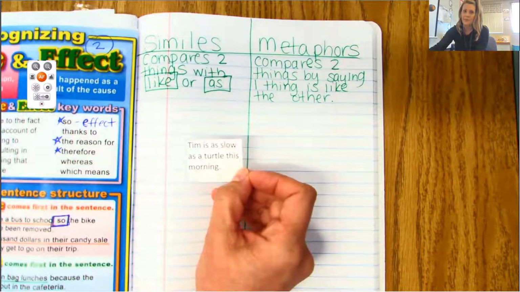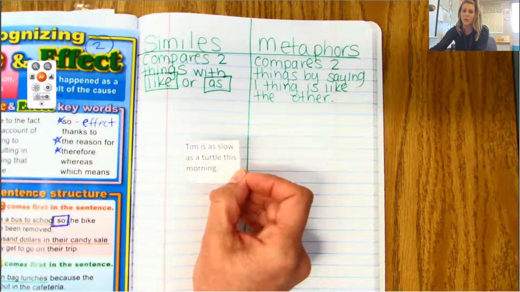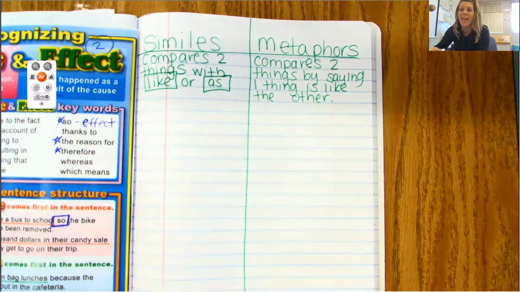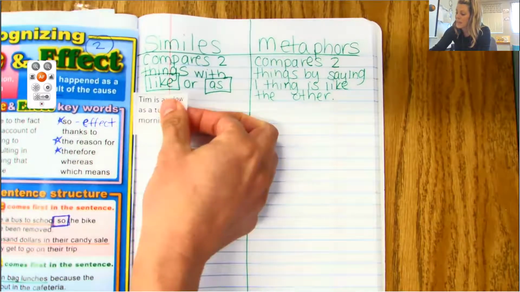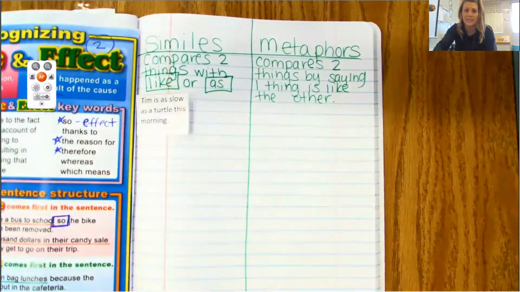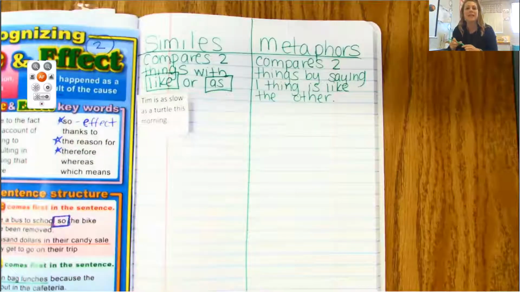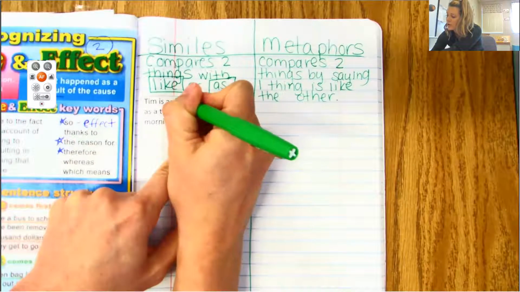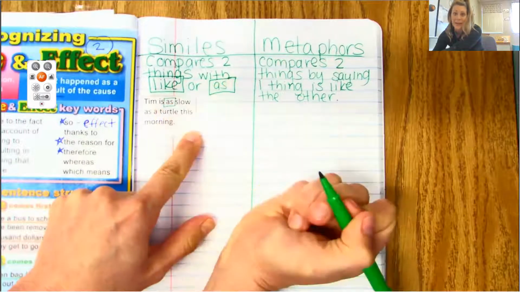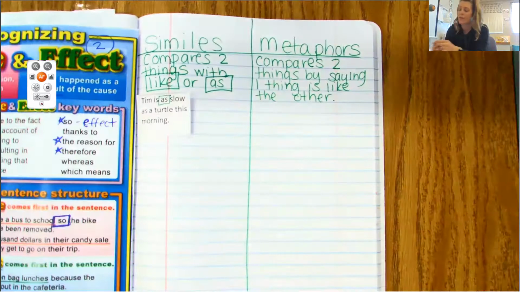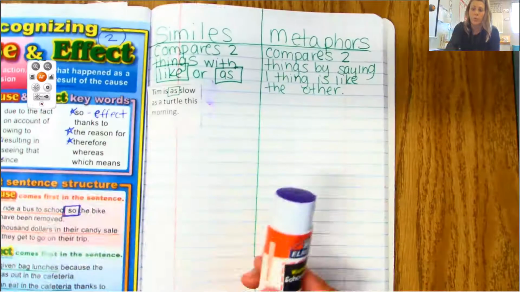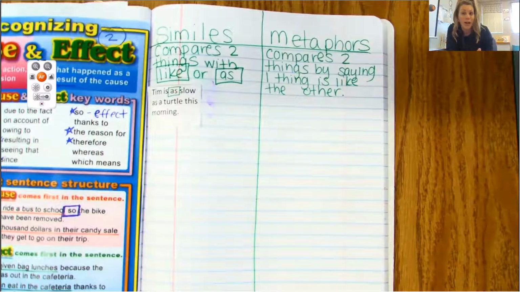All right. Tim is as slow as a turtle is an example of a what? It's an example of a simile. And how did you know that? What do you notice is in this figurative language sentence? It is using the word as, right? So that would be an example of a simile. So go ahead and glue that one in. We're going to glue one more in together, but then remember, you're not going to glue in any of the other ones until you check it with me.